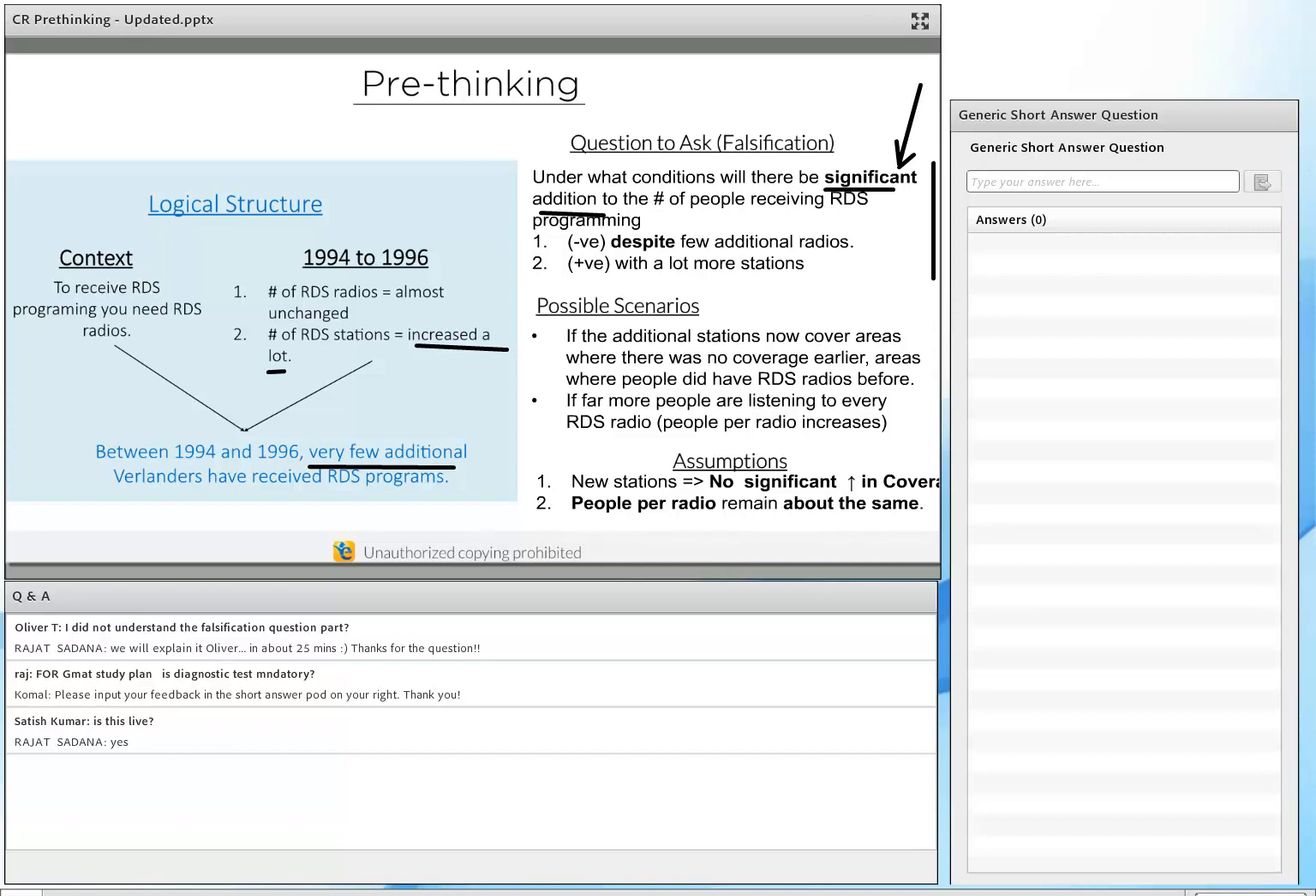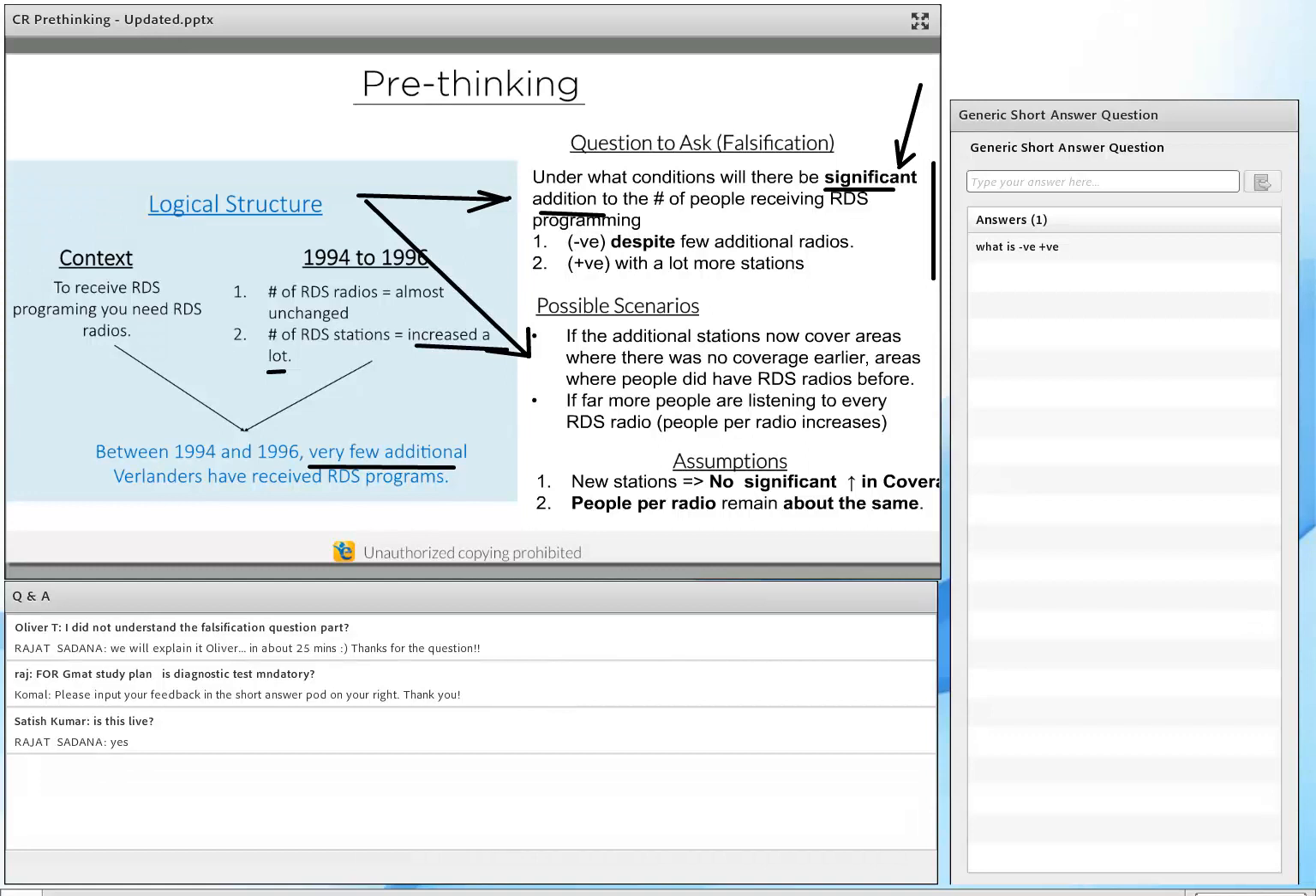When you ask this question, you're able to come up with these scenarios. How do you arrive at falsification scenarios? By asking this question. I like how people are answering questions. What is plus, negative, positive? It's negative and positive, but yeah, I think you get it.